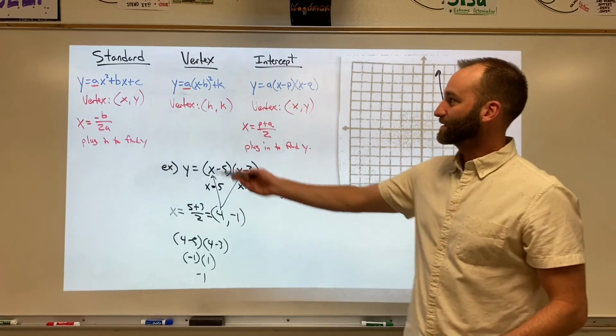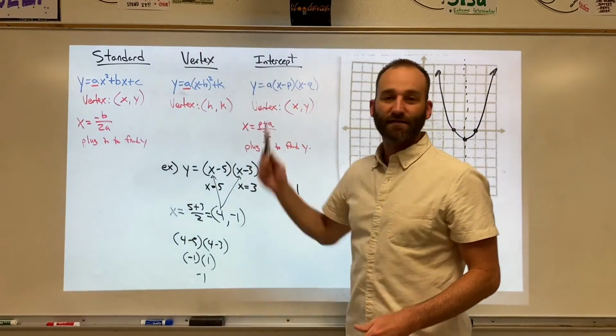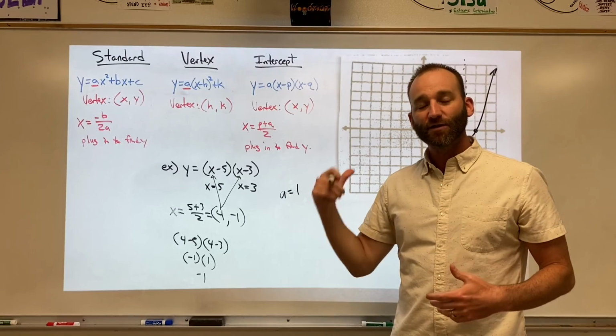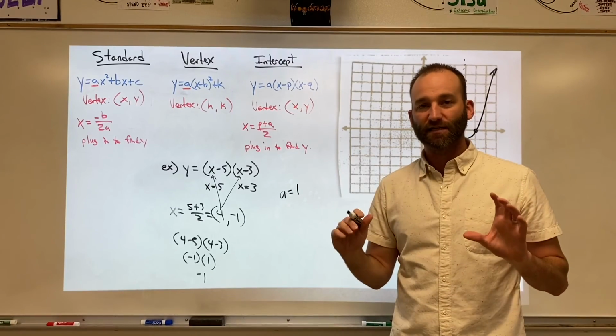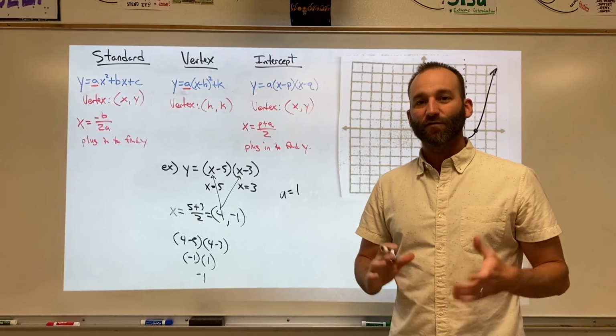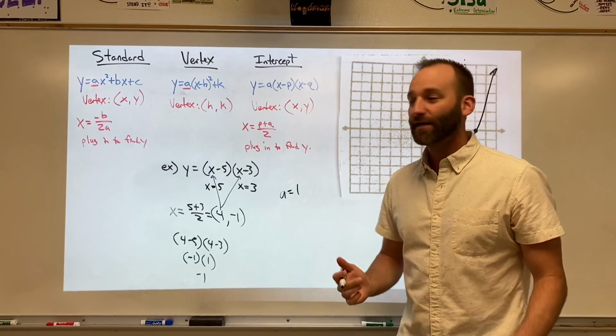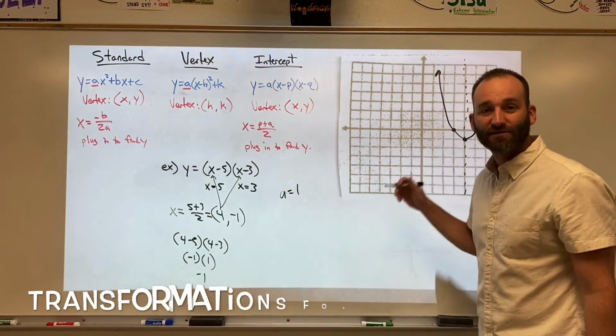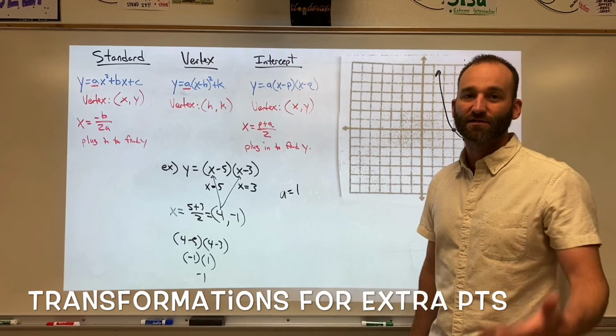So, we've got 5 problems for homework to do. We're going to mix it up. Some are in standard, some are in vertex, some are in intercept form. If you don't have graph paper, you can make a sketch. That's totally fine. If you want extra points, go ahead and include the transformations. Go ahead and describe the transformations. We'll give you extra points for that.